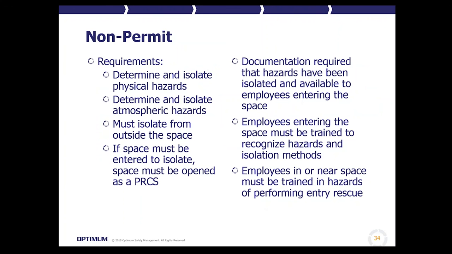And then the last one of our classifications is non-permit. To make something a non-permit space, you have to determine that all physical hazards have been isolated. Atmospheric hazards are non-existent. We have to be able to isolate from the outside of the space, so there's no problems with anything that's going to come at us from the outside. If a space must be entered to isolate, so we have to get in there to do our lockout tagout, we're going to have to open that space as a permit required space. Once you've got all the hazards removed or isolated, then you might be able to reclassify it. But if you have to go in there to take care of the hazards in the first place, you're going to have to open that as a permit required space first.